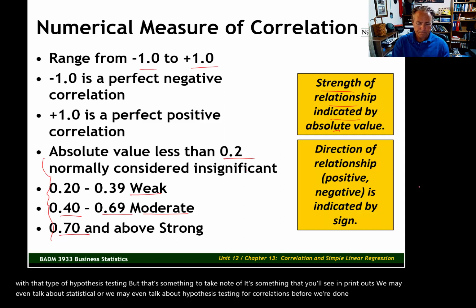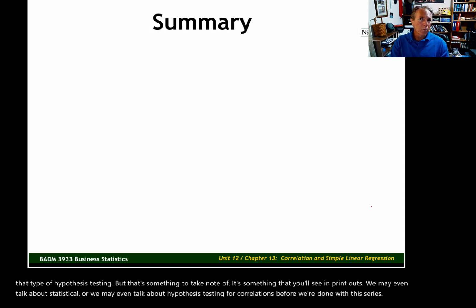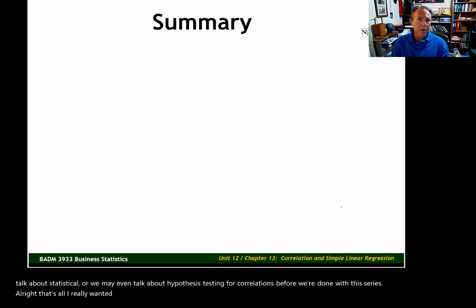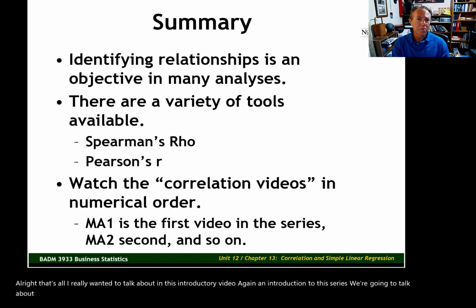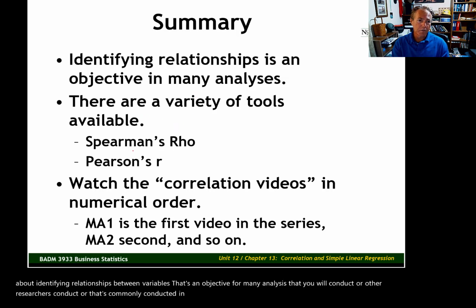All right, that's all I really wanted to talk about in this introductory video. Again, an introduction to this series. We're going to talk about identifying relationships between variables. That's an objective for many analyses that you will conduct or other researchers conduct, or that's commonly conducted in business. There are a variety of tools available. We'll talk about Spearman's rho and Pearson's R, partial correlation, and simple linear regression.